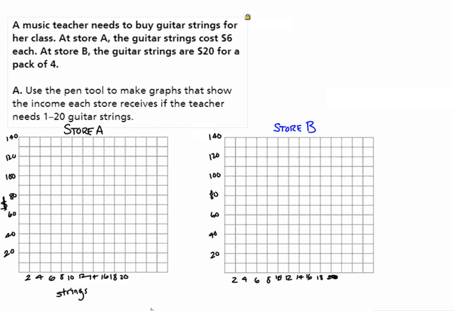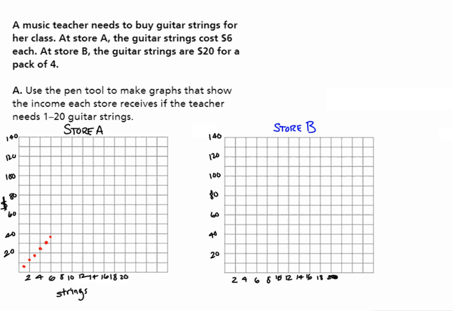Use your pen tool. I'm going to use my pen tool here to make graphs that show the income each store receives if the teacher needs 1 through 20 guitar strings. So, for example, there's $6 each. So we're going up by 10s on the left-hand side here for store A, and up by 2s here. So at 1, we're at about 6. 2, we're at 12. 3, we're at 18. 4, we're at 24. 5, we're at 30. So that's a nice clean spot. 6, we're at 36, and so forth here.